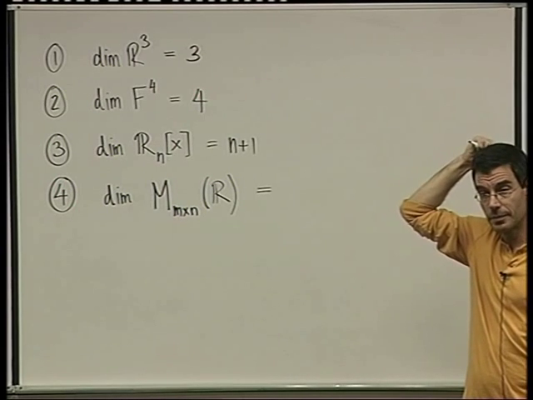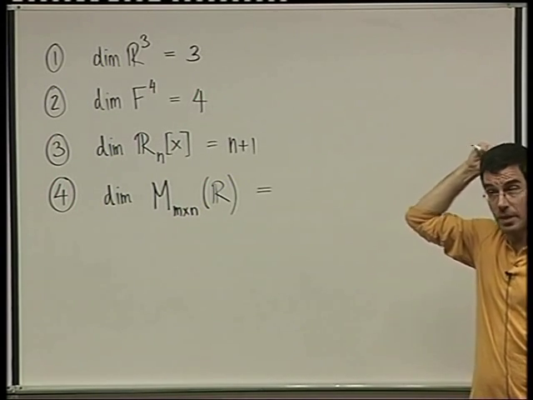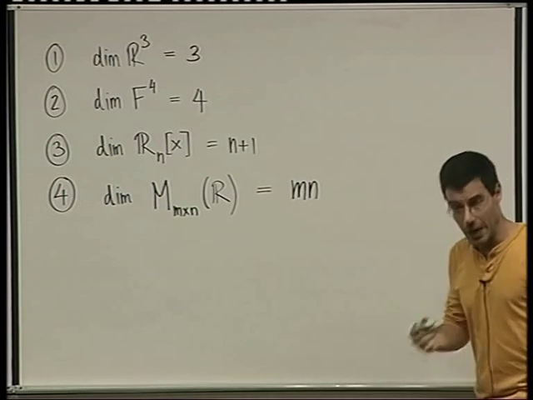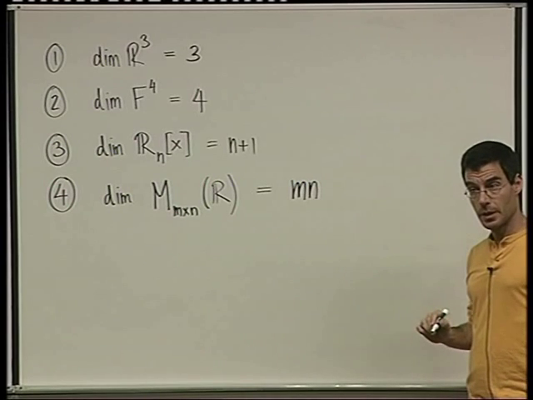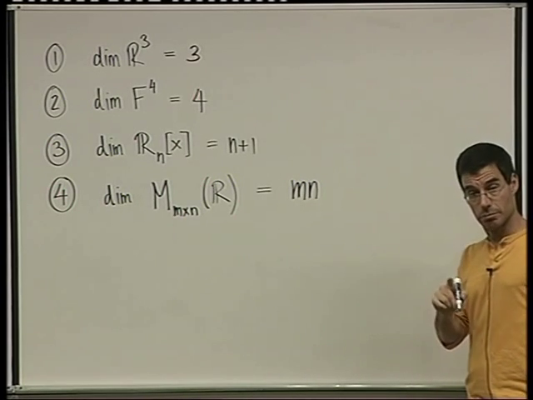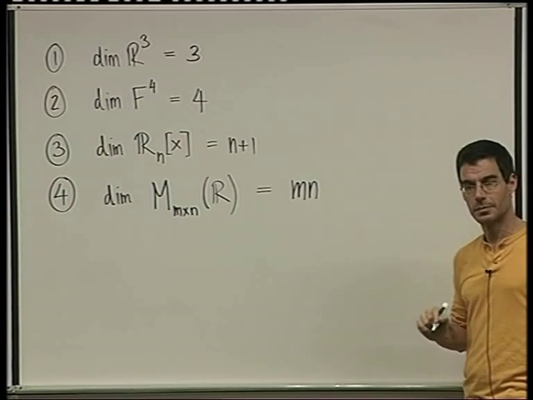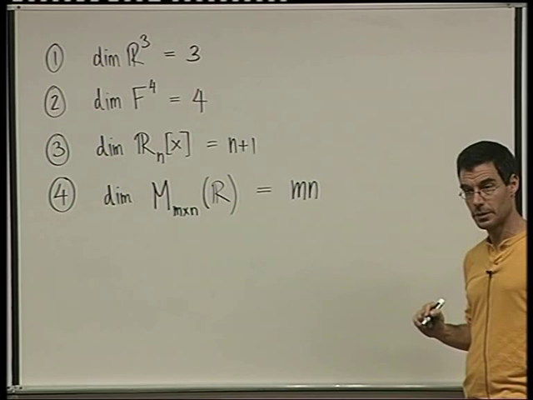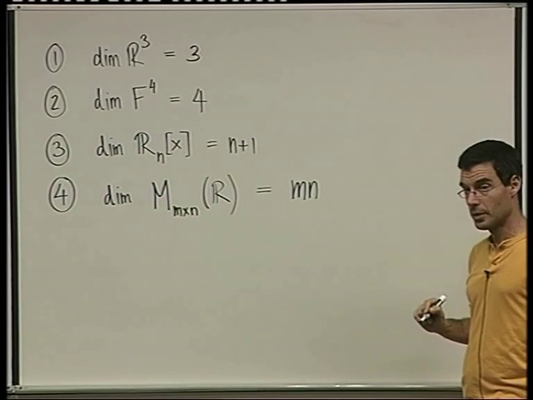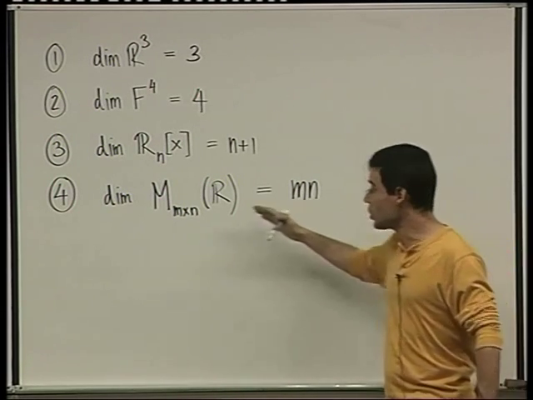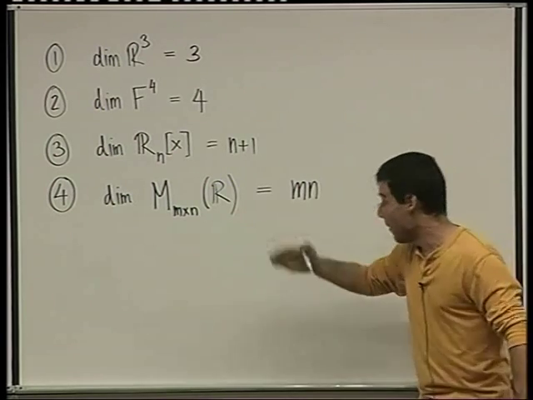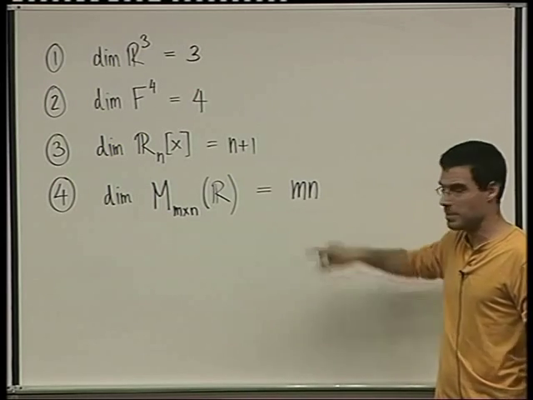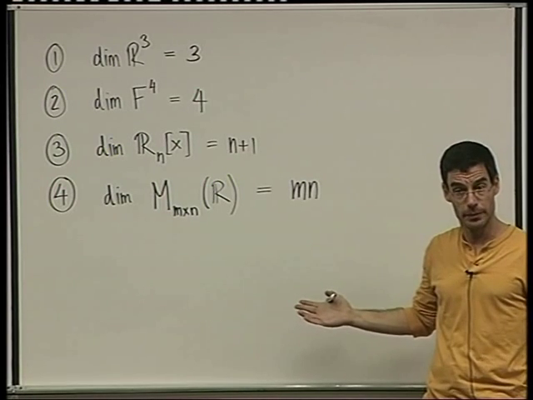Yes? I think it's m times n. Very good. M times n. Why? Because we could translate it into an n-tuple of size m times n. We did this in the previous lesson. So you need to demonstrate a basis for this space that has m times n elements. That's what you need to do, right?